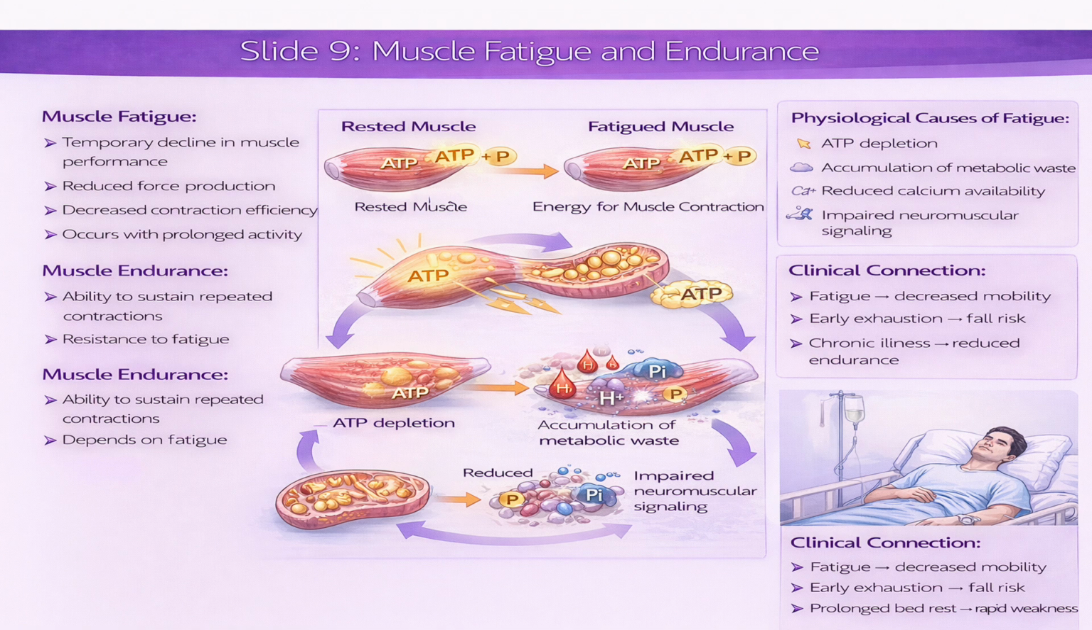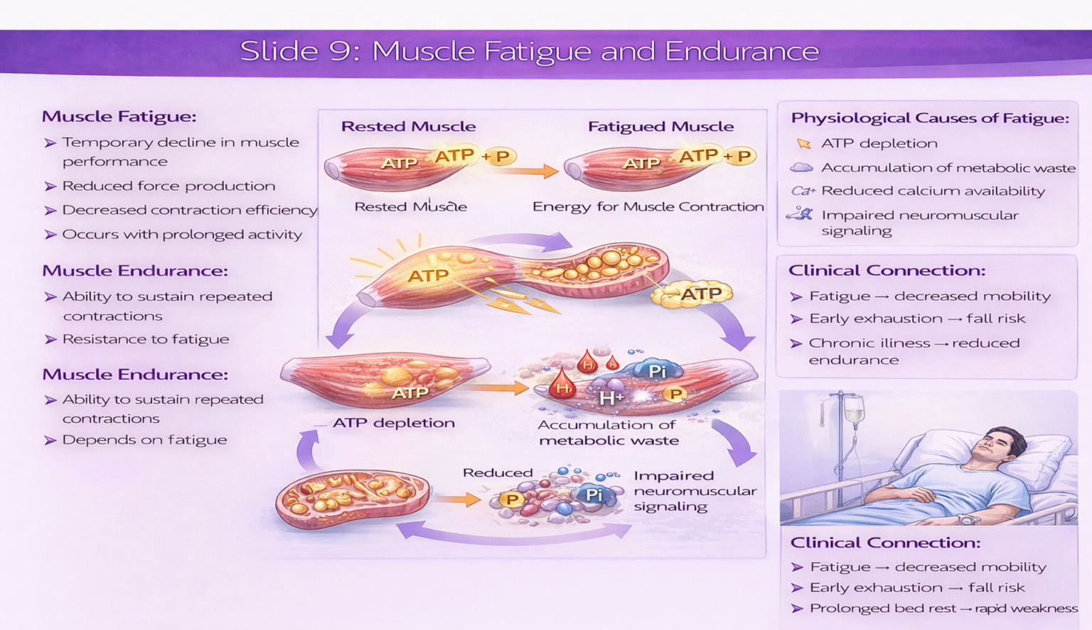Energy use in muscle contraction. The central illustration shows how muscles use ATP for contraction. ATP is the immediate energy source for muscle movement. During normal activity, the following occurs: ATP is broken down, energy is released, and muscles contract. With repeated use, ATP stores become depleted, energy supply decreases, contraction weakens, and eventually this leads to fatigue.